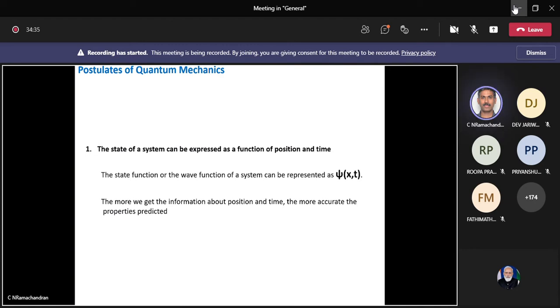So maybe we can consider how the properties of the system are, or how it looks like, anything. The state can be anything. More details about that system. That's all.